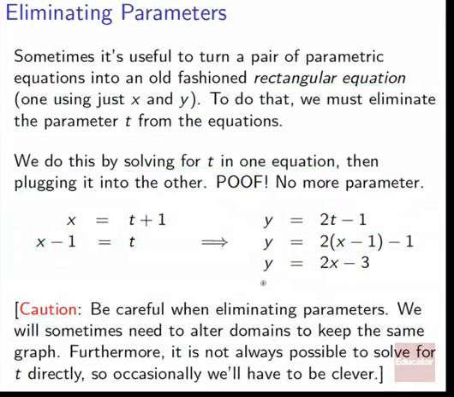I want you to be careful when you're eliminating parameters. You'll sometimes need to alter domains to keep the graph the same. Furthermore, it's not always possible to solve for t directly, so occasionally we'll have to be clever. Sometimes you'll have to come up with an identity or some other relationship that's going on. You won't be able to get a nice, clean t equals something involving a variable, and it'll be a little bit more thoughtful, a little bit more difficult. So sometimes it'll be as easy as just solving for t and plugging it into the other one, but other times it'll actually take a little bit of thought and creativity. We'll see a little bit of this in the examples.